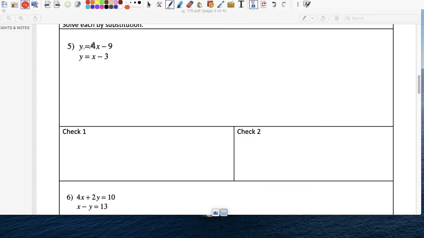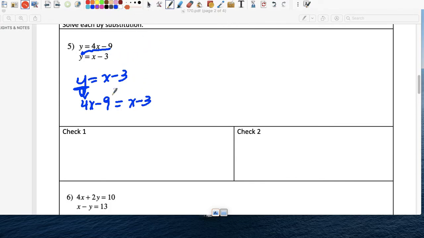So I'm going to highlight, hopefully. I'm going to take this one and substitute it over here. So 4x minus 9, let me actually do it. I'm going to write the equation y equals x minus 3. And in this y here, I'm going to replace that with 4x minus 9, which equals x minus 3 on the other side.